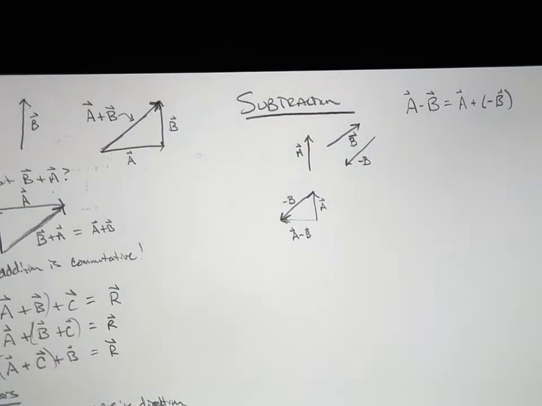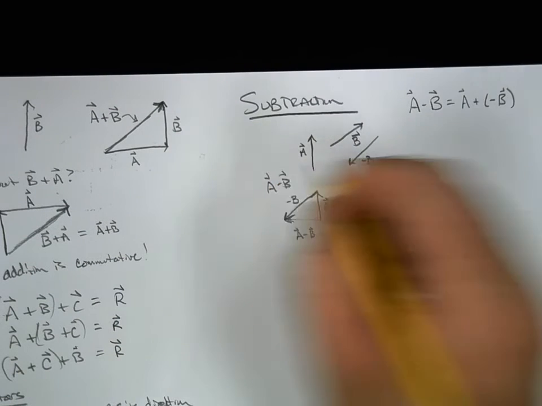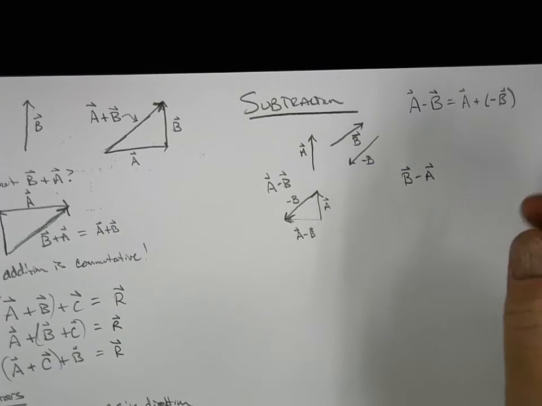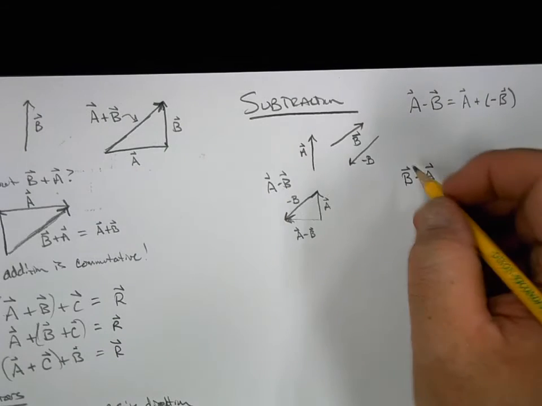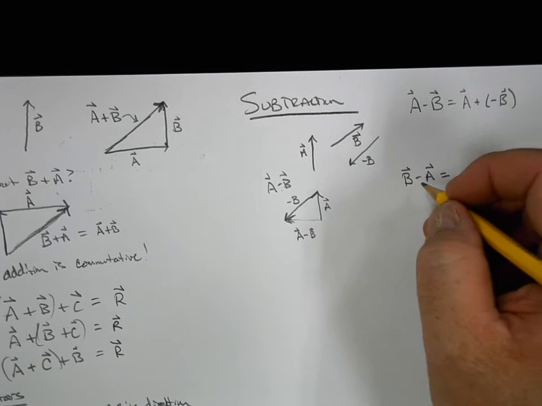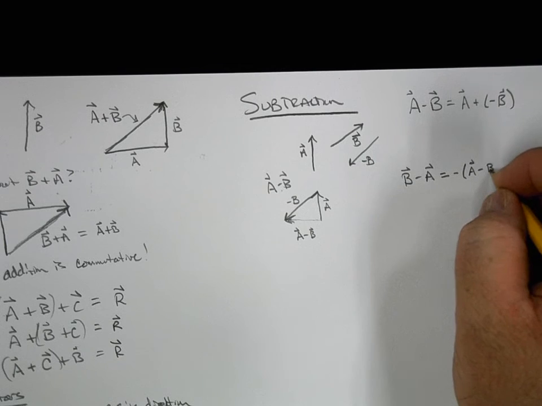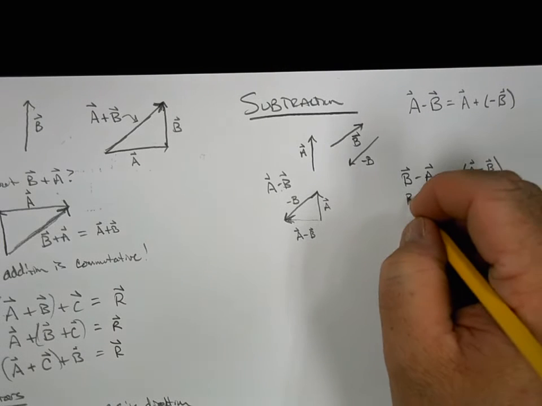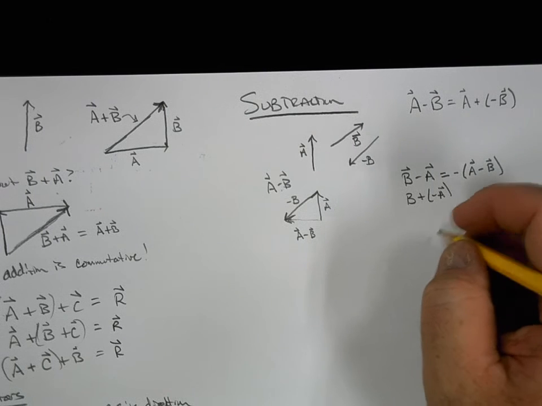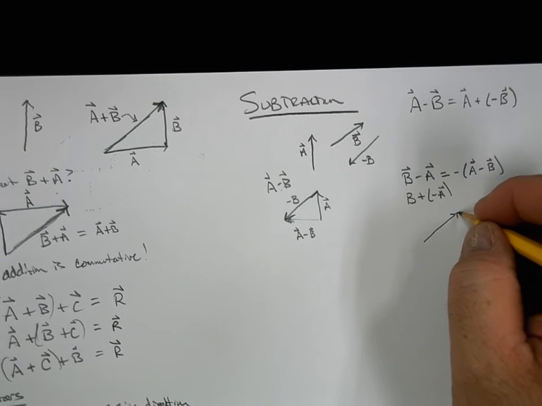What about B minus A? You can probably tell that if this is A minus B, then this would be the opposite of it, because you can multiply by negative 1 and it's going to equal negative A minus B, or it's just B plus the negative A. Either way, you're going to have B in that direction, and we have A, which is up, but in this case we're going to be down.